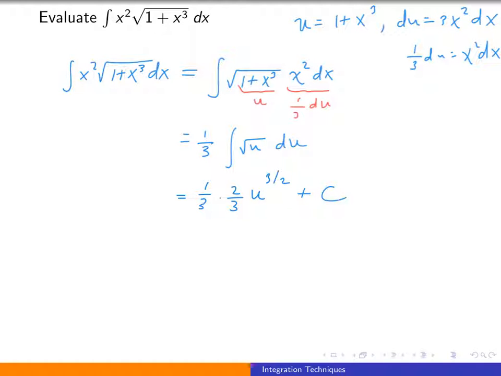And one thing that we are always going to have to keep in mind is that this original question was phrased in terms of the variable x, so in terms of the indefinite integral, whatever we give as our final answer should only involve the variable x.